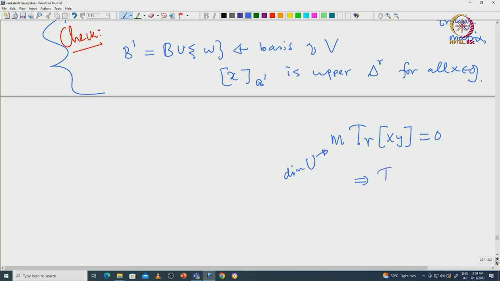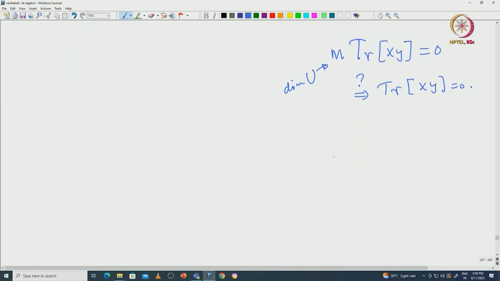So, then from this we concluded that the trace of the bracket [x, y] is 0. Okay. So, if you work with a characteristic p field, then this conclusion is not true anymore. That is why Lie's theorem is not in general true. What I mean by Lie's theorem is that there exists a basis in which each element of your Lie algebra is represented as an upper triangular matrix.